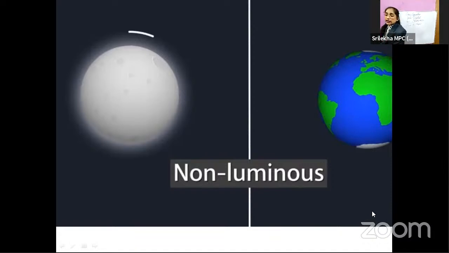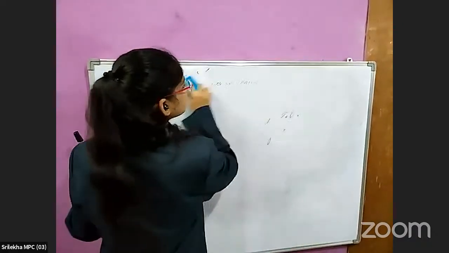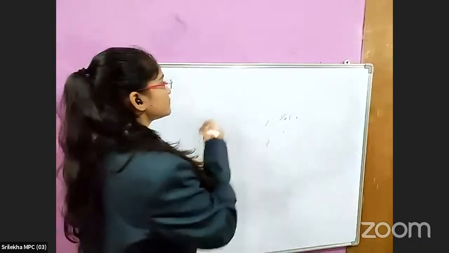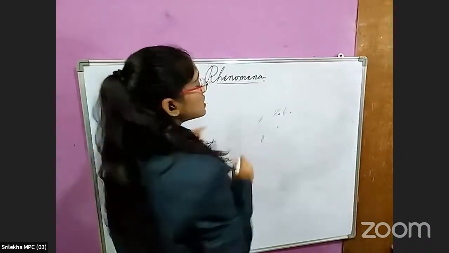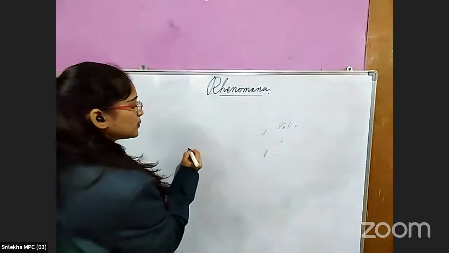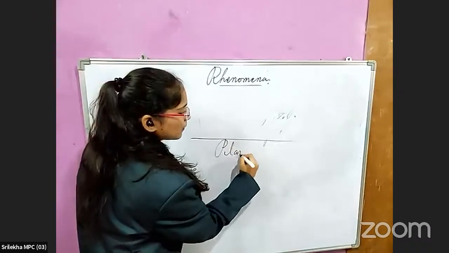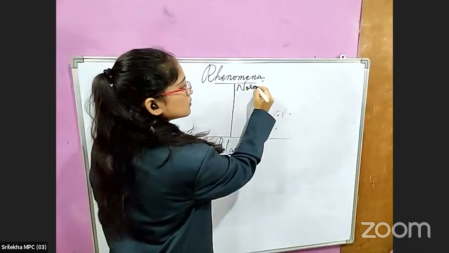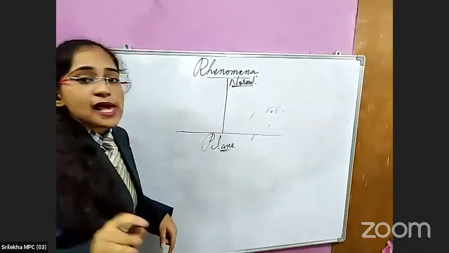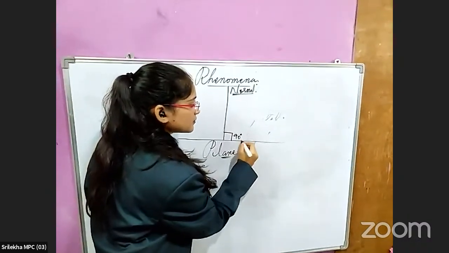Coming to reflection, now I'm going to tell you about the phenomena of reflection. What is the phenomena behind reflection? So here we have a plane. This is a plane, and here is the normal to the plane. Here is the normal. And remember, this normal exactly makes 90 degrees with the plane.